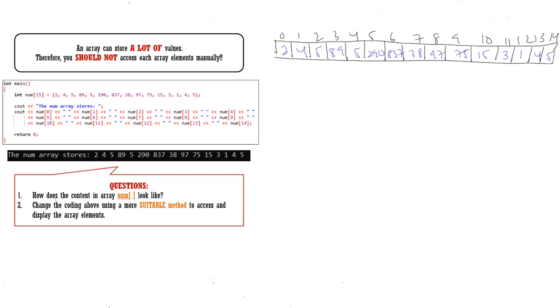Second question: change the coding above using a more suitable method to access and display the array elements. Like I've said, do not use this method because, while it is not wrong, it is very inefficient, since you're going to be copy and pasting the same thing. Since you're doing the same thing over and over again, the keyword here is repetition. So you're going to have to use a loop.